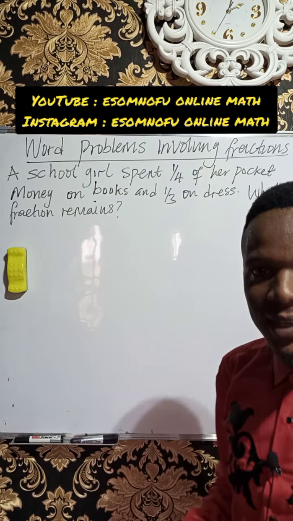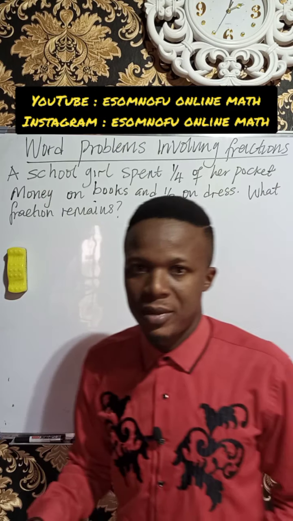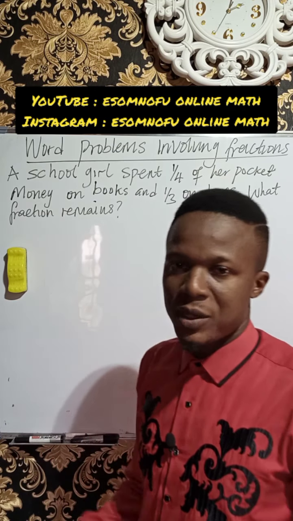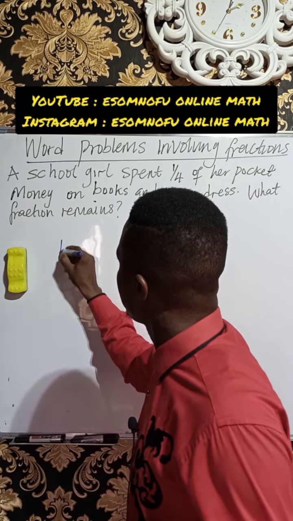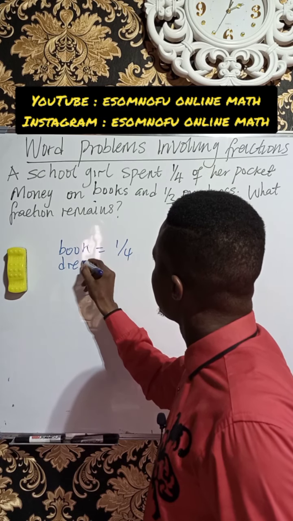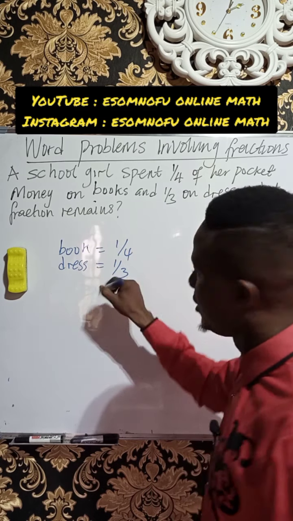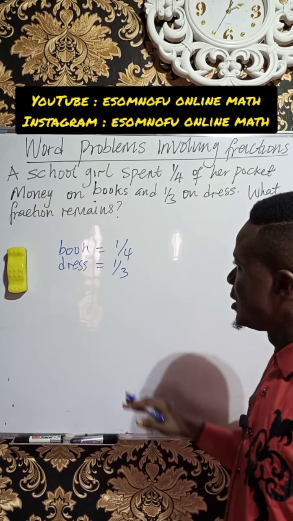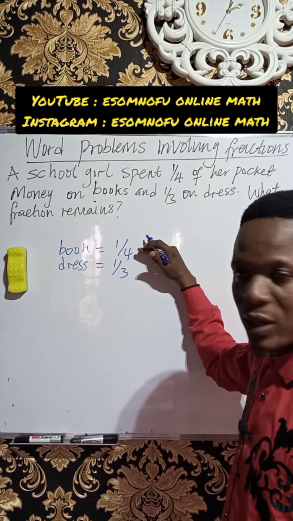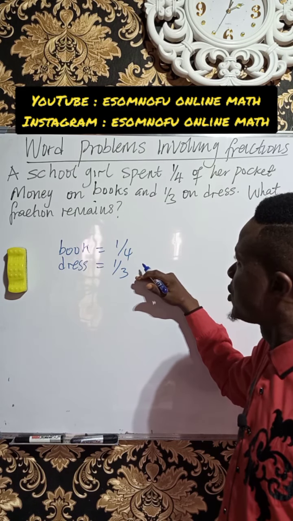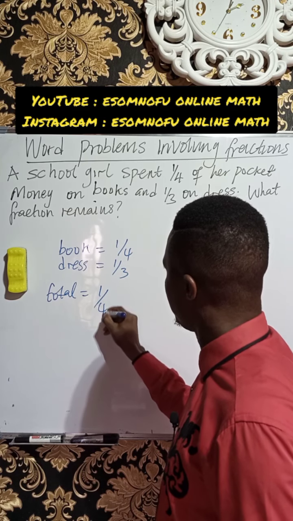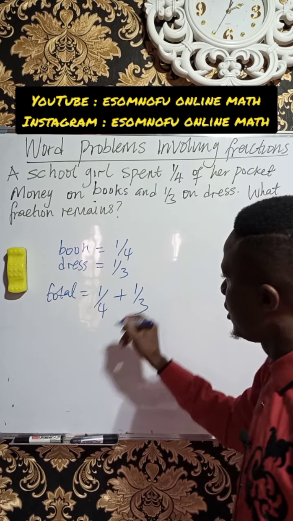So this question says that a schoolgirl spent 1/4 of her pocket money on books and 1/3 on dress. What fraction remains? The expenses she made in terms of fraction will be the fraction spent on books and the fraction spent on dress. So the total fraction becomes 1/4 for books plus 1/3 for dress.